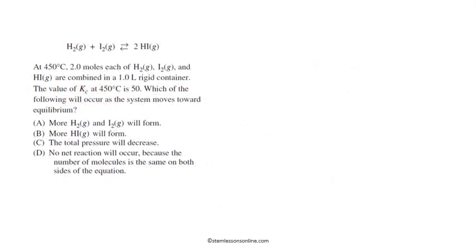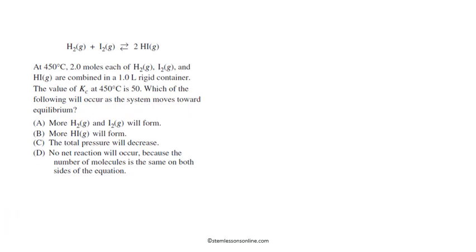This is a multiple choice question for you to try. Pause the video and check your answer. The question is asking: at 450 degrees Celsius, 2 moles each of hydrogen, iodine and hydrogen iodide are combined in a 1 liter rigid container. We have the moles and the volume, so we can calculate the concentration of each. The value of Kc is given at the same temperature, 450 and 450, and that is given as 50. Which of the following will occur as the system moves towards equilibrium?